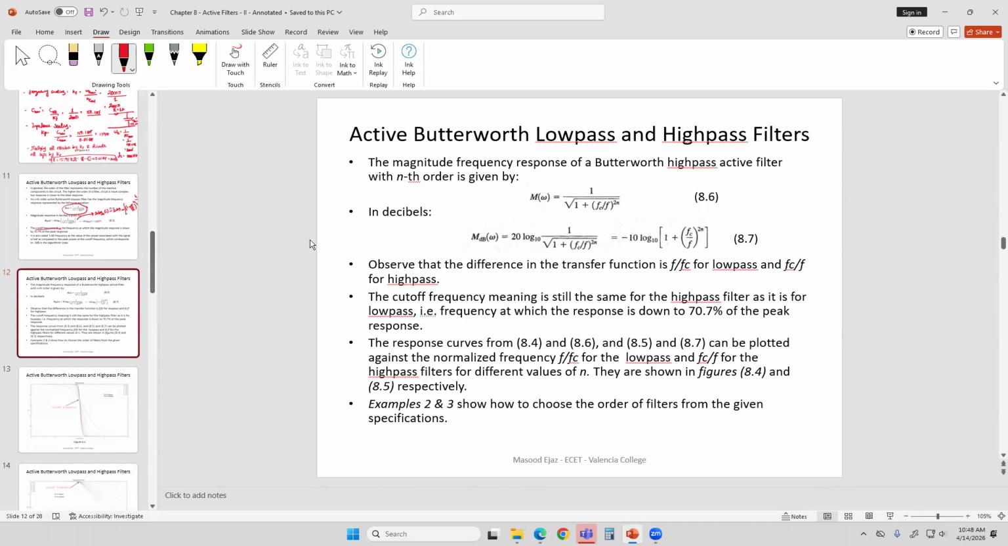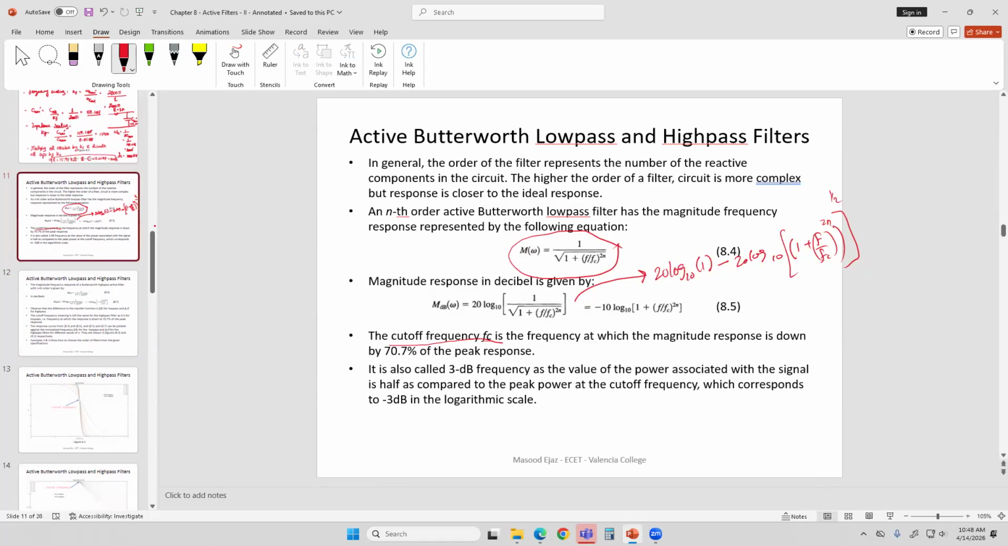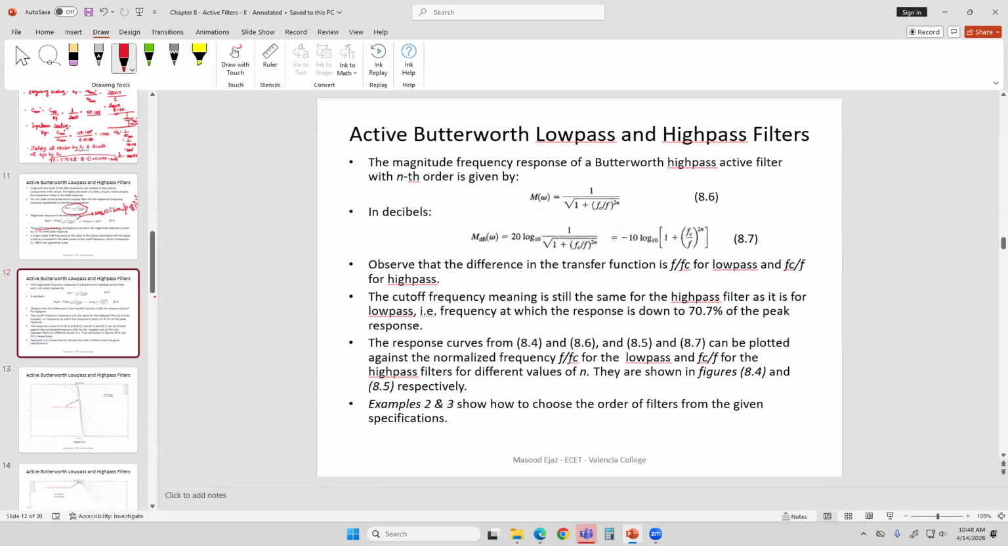Oh, just repeated, I guess. Magnitude frequency response, we just discussed that. Decibel, we discussed that. Oh, this is the high pass filter, not low pass. For the high pass filter and low pass filter, it's pretty similar. The low pass filter uses f over fc, and the high pass filter uses fc over f. So it's basically just the opposite as far as the ratio is concerned. The cutoff frequency is still the same, 70.7%, although it's a high pass.